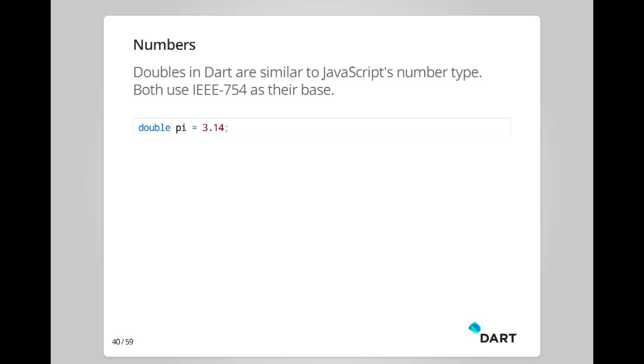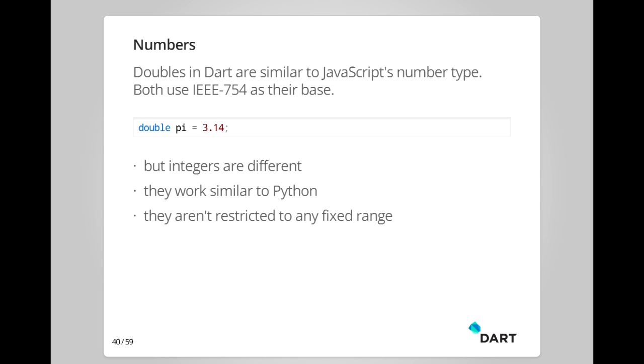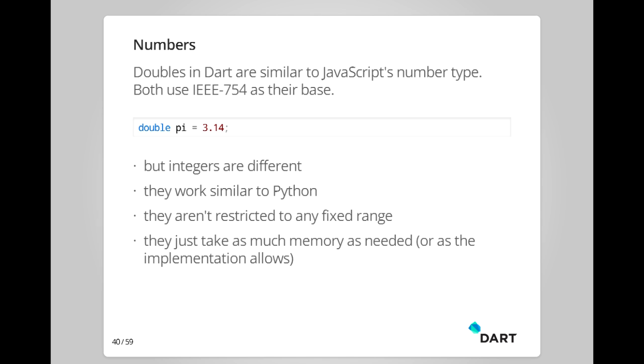Okay, let's talk about basic types. In Dart, as I said before, we have two numerical types, doubles and integers. Doubles are, in fact, the same as the number type in JavaScript. Both use the same standard for representing floating point numbers. But integers are different. And they work similar to Python. They aren't restricted to any fixed range. So they just take as much memory as needed or as the implementation of the virtual machine allows.